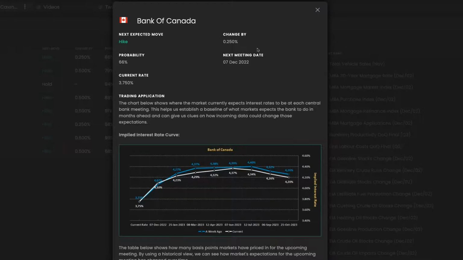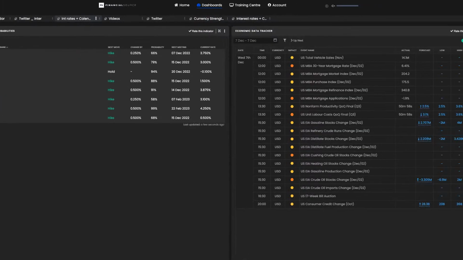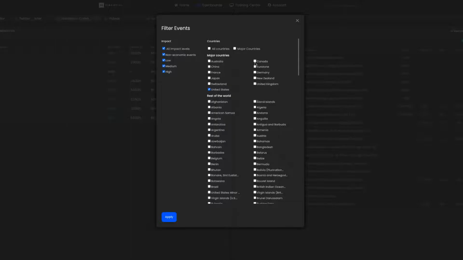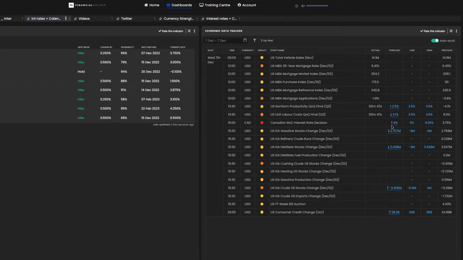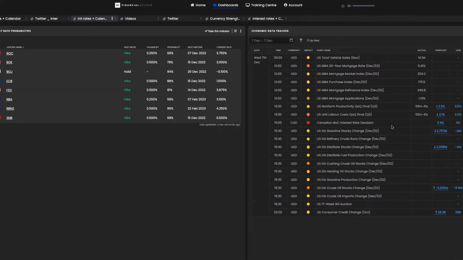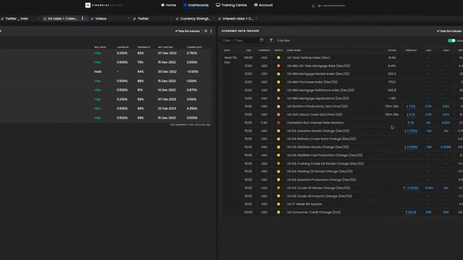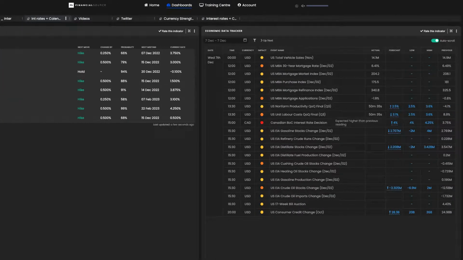Now, the expectations are for a 25 basis point rate hike today, but it's a bit of a mixed picture. If we just put Canada on this block and look at the interest rate decision, 3 o'clock UK time, you can see that most interest rate expectations from economists are for a 25 basis point rate hike. It's currently 3.75, and the expectation is that it's going to move up to 4%. Now, the high expectation is 4.25%. So there are some economists, and it's roughly split, who are expecting a 50 basis point rate hike.